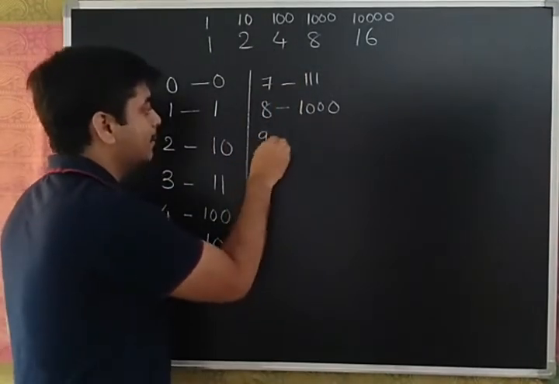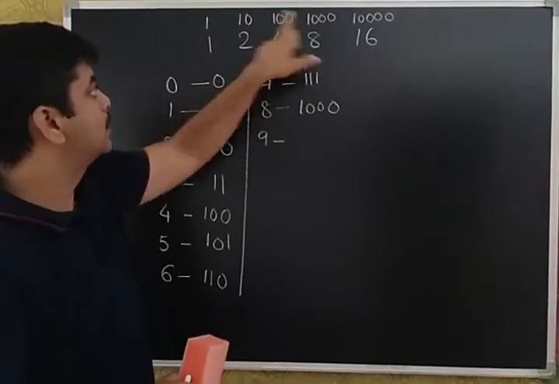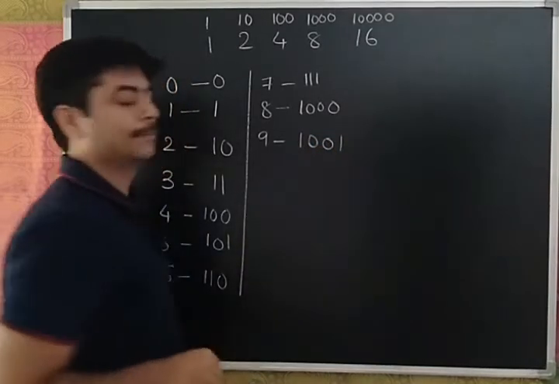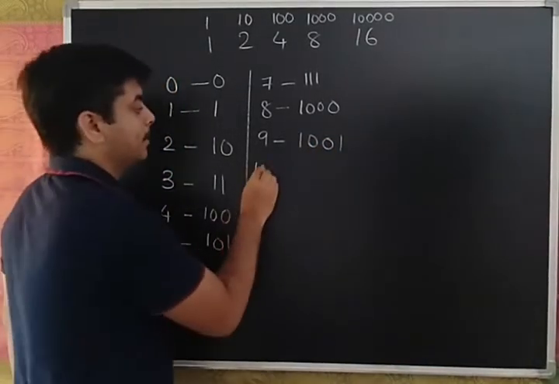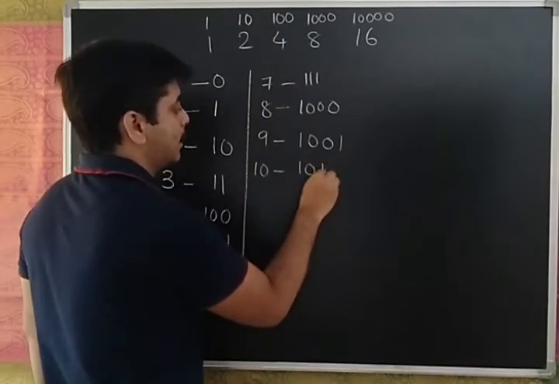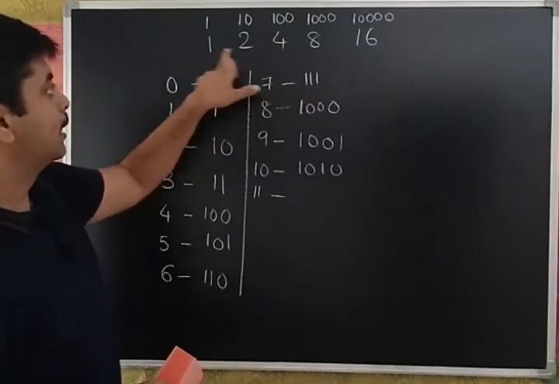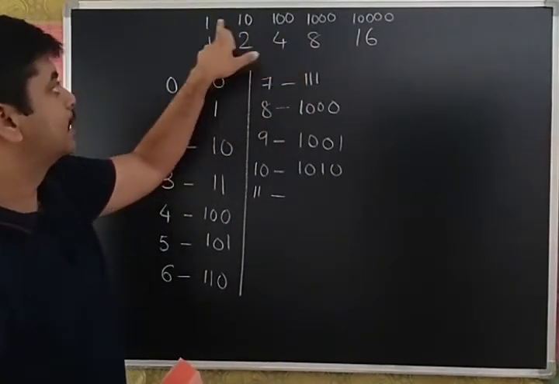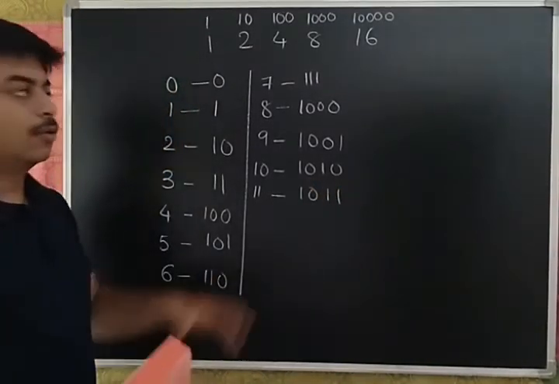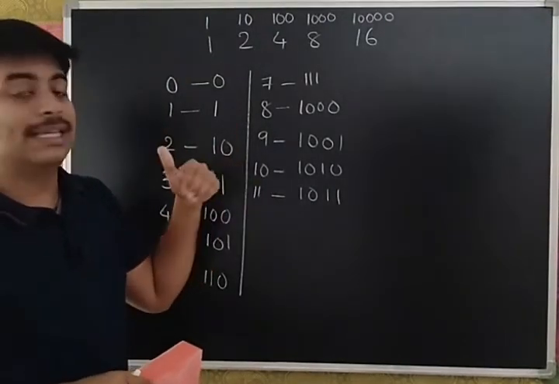How will we get 9? 9 is actually 8 plus 1. 1000 plus 1, that is 1001. How will we get 10? 10 is 8 plus 2. 1000 plus 10 is 1010. 11. How will we get 11? 8 plus 2, 10, 10 plus 1. So 1000 plus 10 plus 1, 1011. Are you understanding? Only with this table we can write all the numbers, we can go till 31.